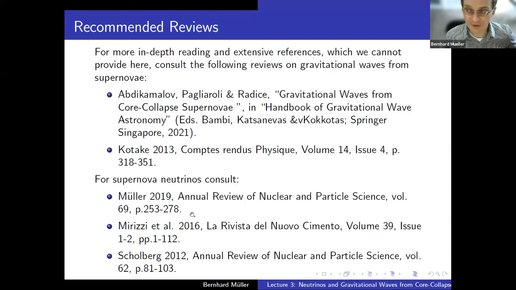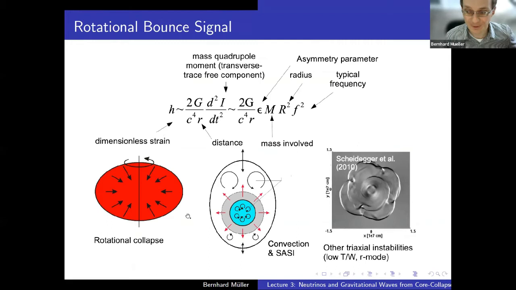So let's start with gravitational waves. This is a summer school on gravitational waves, really, so I think I should give this priority. So let's first ask ourselves, why do core collapse supernovae emit gravitational waves in the first place?